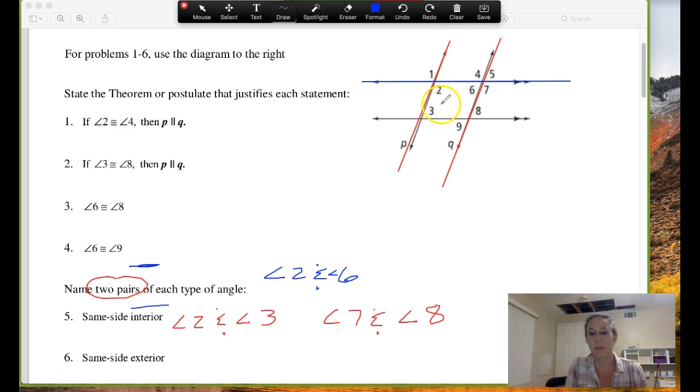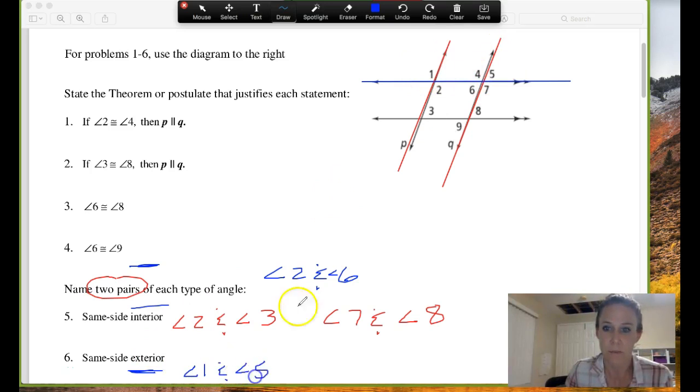Okay, they're supplementary. Now, same side exteriors, we don't talk about a whole lot, but let's say I have these two parallel lines, or they don't even have to be parallel. Let's say I have these two lines and this is a transversal. Same side exterior literally means what it sounds like. Angle 1 and angle 5 are on the same side of this transversal, and they're on the exteriors of the red lines. So same side exterior would be angle 1 and angle 5.